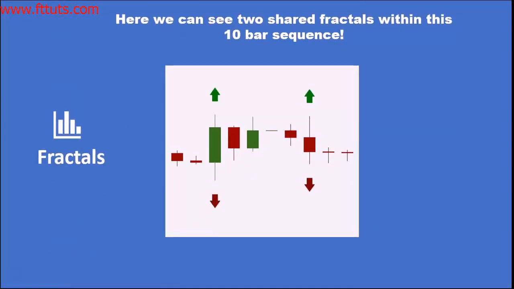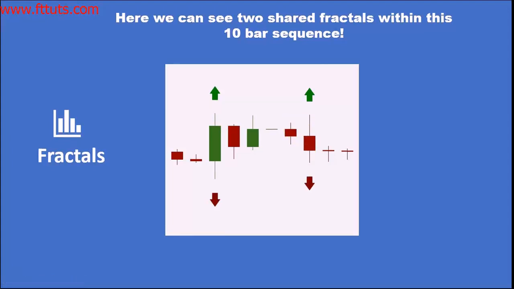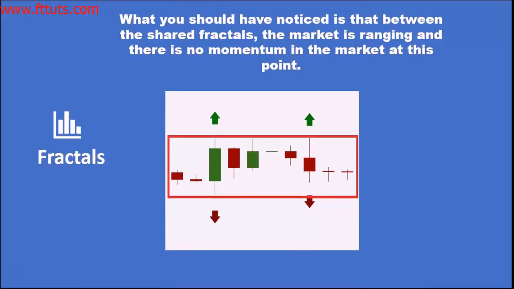So here we can see two shared fractals within this 10-bar sequence. You have two shared fractals. Do you notice anything? Well, what you should have noticed is that between the shared fractals, the market is ranging, and there's no momentum in the market at this point. So those shared fractals can tell you something about the market and also help you not to make a bad decision.